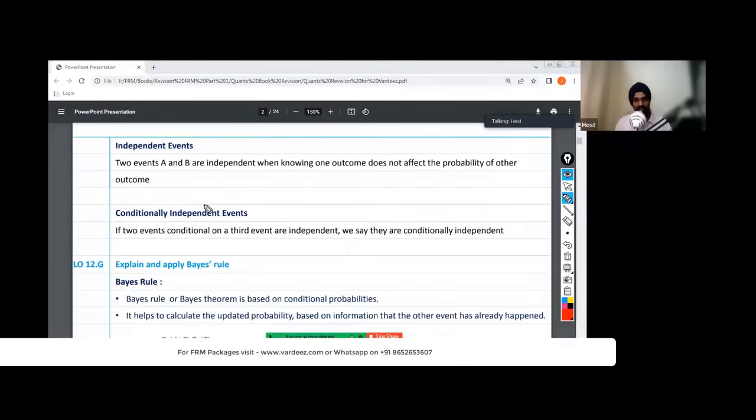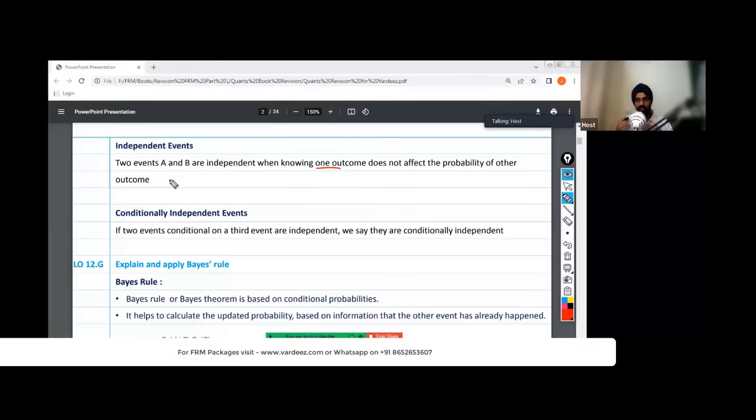Now, independent and conditionally independent events are not something that we really want to deep dive into. So independent events: two events, A and B, are said to be independent when knowing one outcome does not affect the probability of the other outcome. Okay, as I said, there is money supply, that's what we talked about in the last example, right? So A, the recession, was pretty much dependent upon the money supply, right?